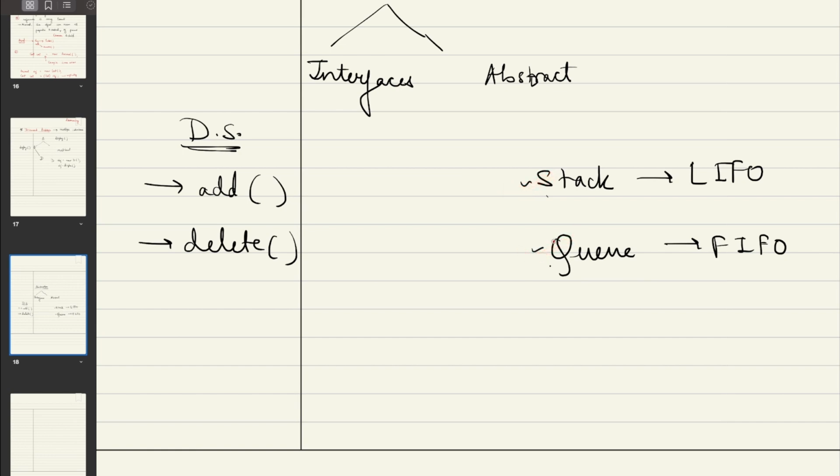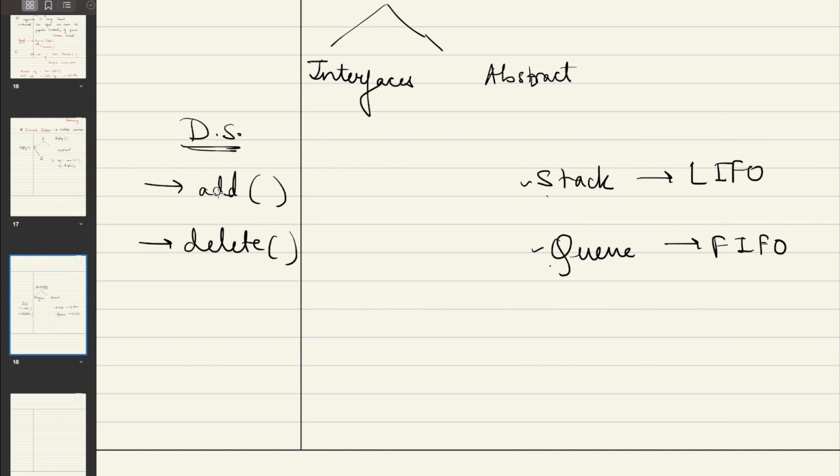Now, what could be the solution for this? The solution would be that you can override the add method in the stack class, and you can also override the add method in your queue class. That means you are basically going to have polymorphism, right? But now think about this.